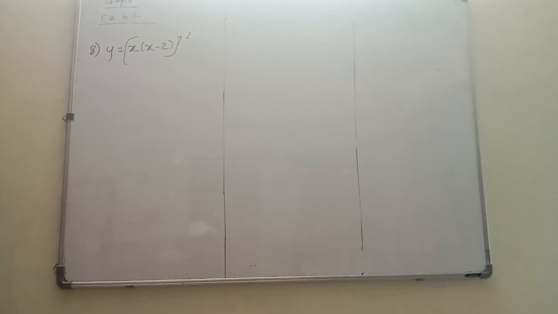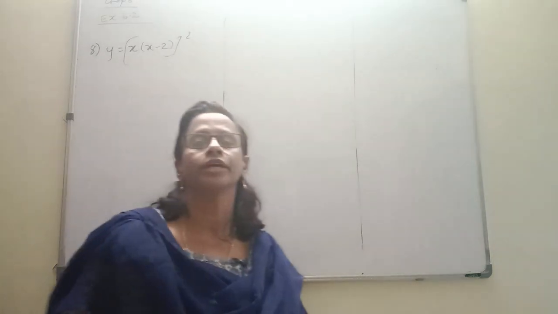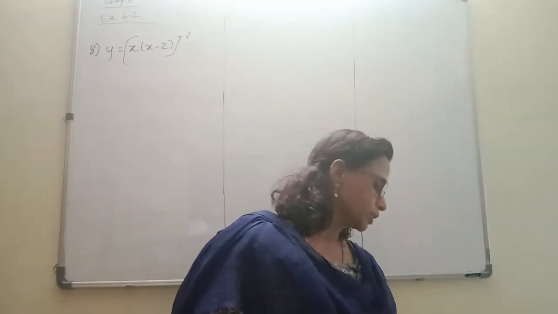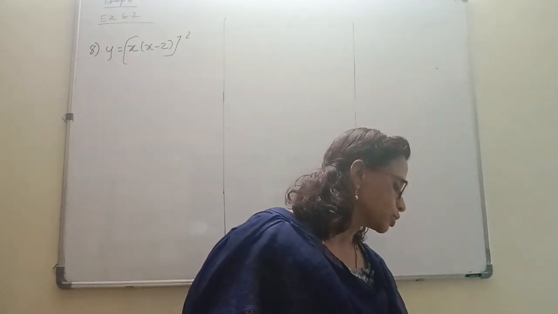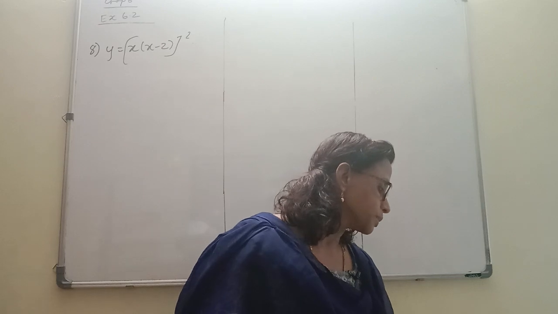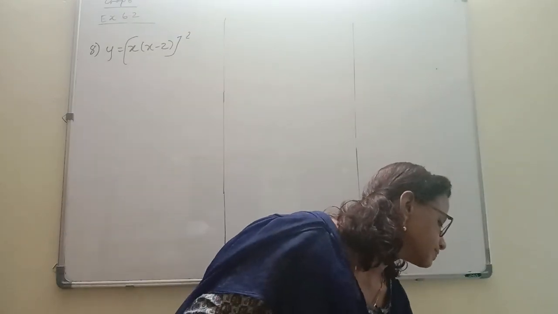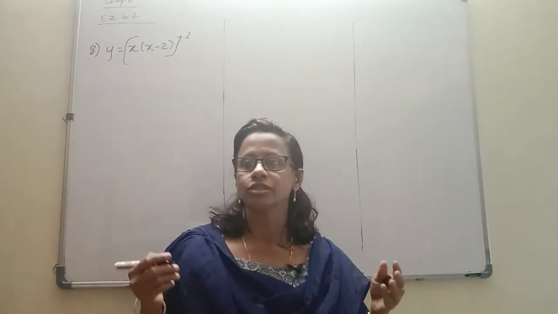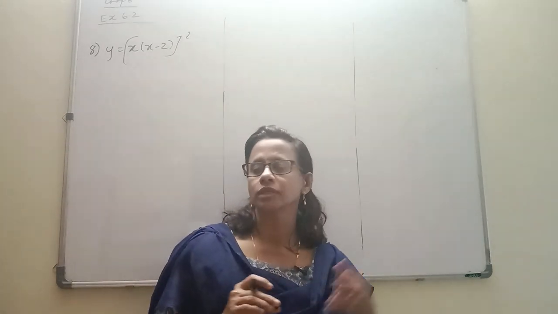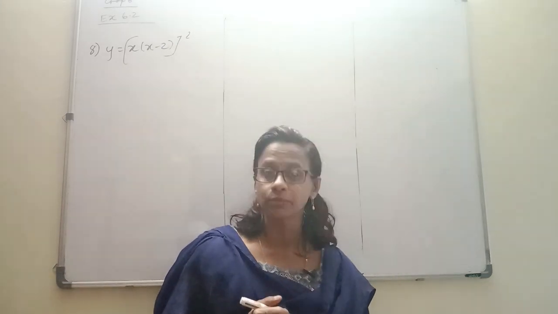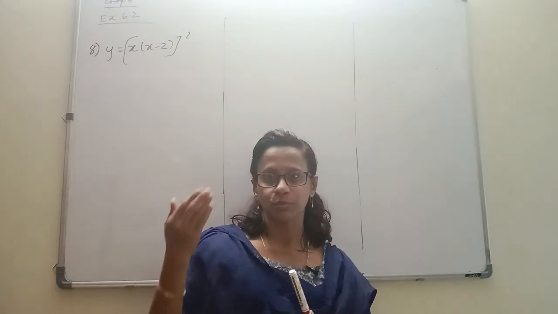Hello folks, we are back with the next video where we are doing question number 8, which says that y is of the type x into (x minus 2) the whole square. You have to find the intervals where it is increasing. Earlier problems mentioned the domain, so that work was a little reduced. Here they have not told anything about the domain, so that adds to our work.